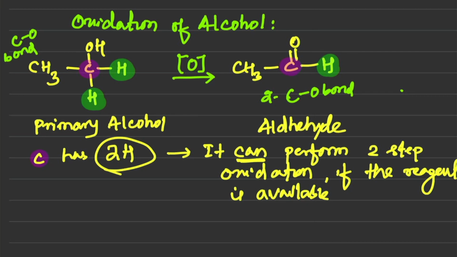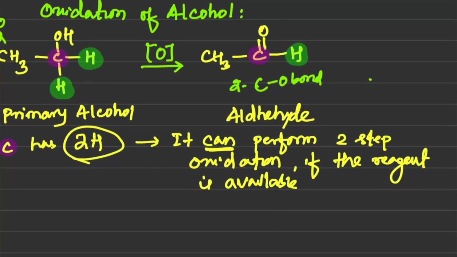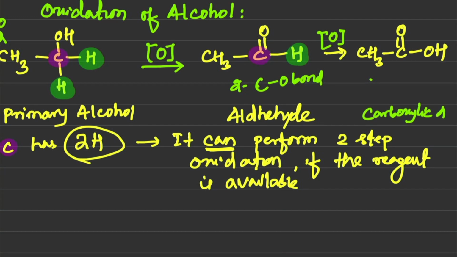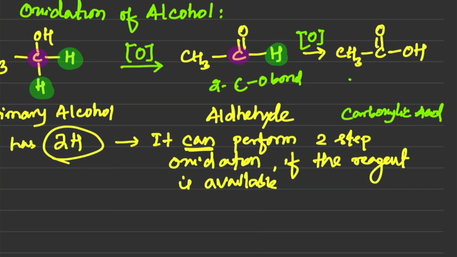Okay, now shift your attention to here. The same pink carbon atom still has one more hydrogen left. That means it can do one more step of oxidation. So now it can perform this. This is the natural oxidation pathway. That's pretty much what happens inside our body. This is a carboxylic acid. So when we drink alcohol, our body metabolizes it all the way to carboxylic acids.